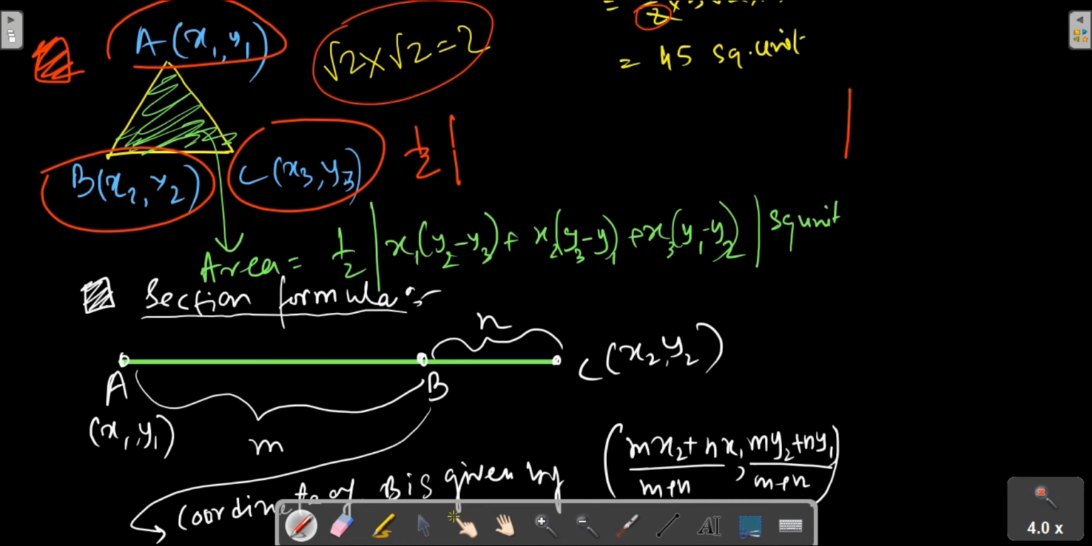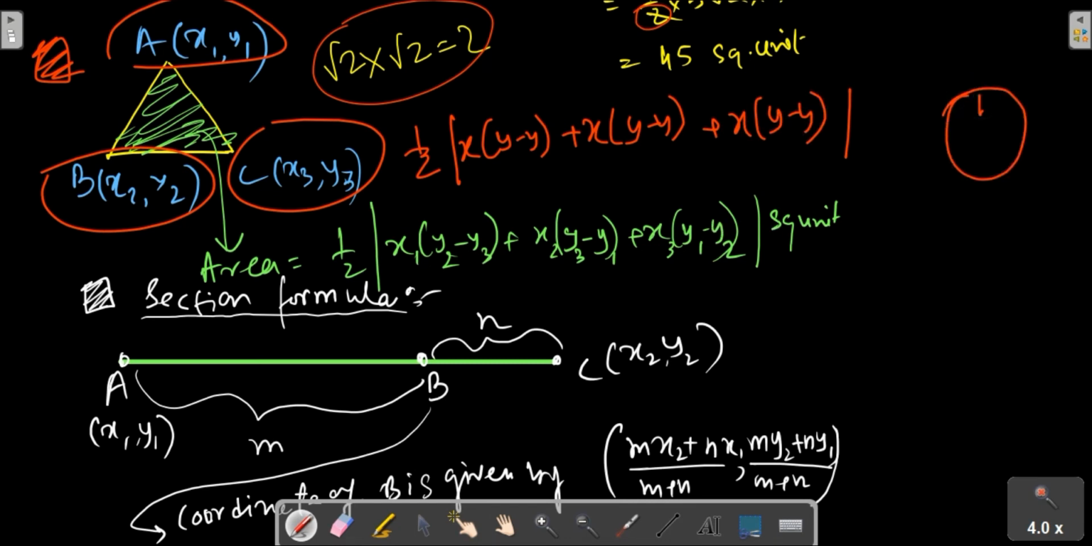You will just make a pattern like this: x bracket y minus y, then plus x bracket y minus y, plus x bracket y minus y. So three times you have to write it like this. Then in the rough work you make a circle and write 1, 2 and 3 here. And then the rotation of the circle will be this way.